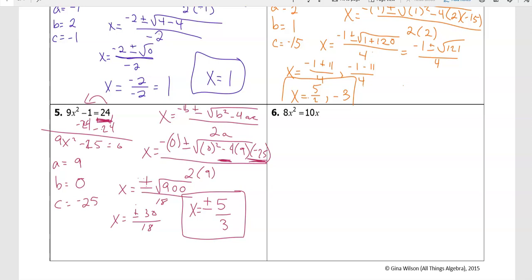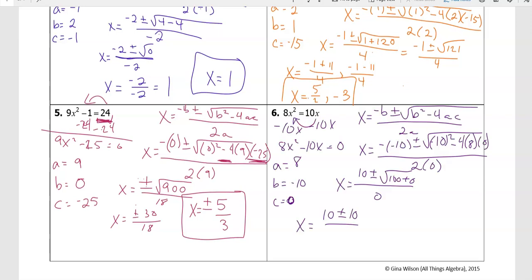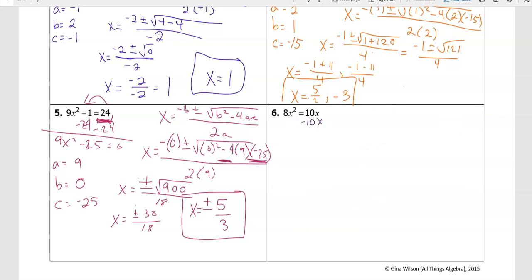All right. So I'm going to move on to number 6. So we're going to move the 10x on number 6 by subtracting 10x from both sides. And that gives me 8x squared minus 10x equals 0. And so a equals 8, b equals negative 10, and c equals 0. We're going to rewrite our formula. x equals the opposite of b plus or minus the square root of b squared minus 4ac, all of that over 2a.